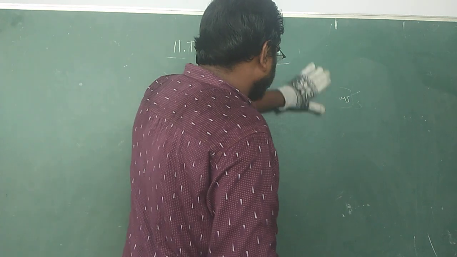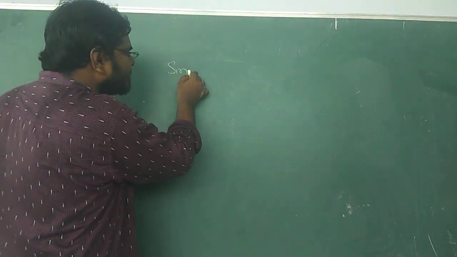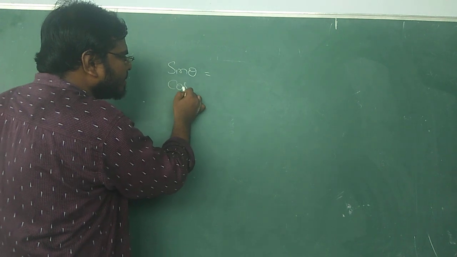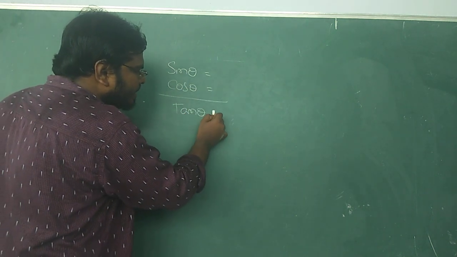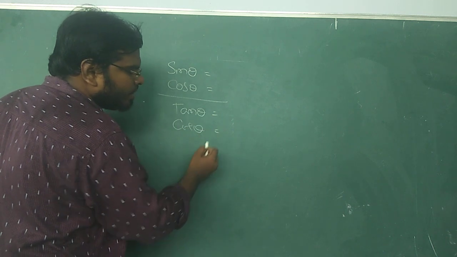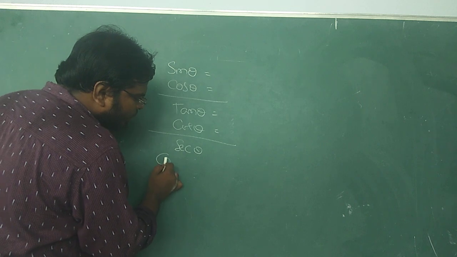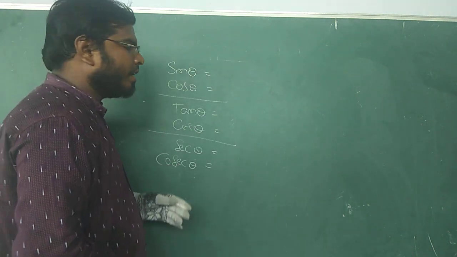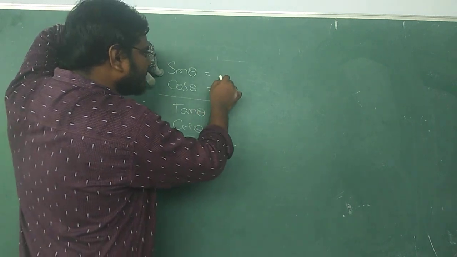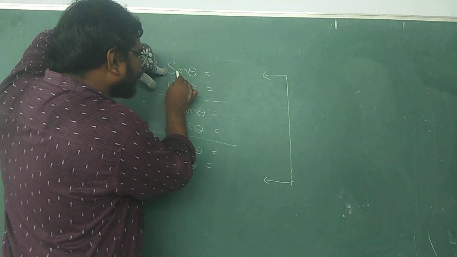Listen. What will we learn last? Sin theta, cos theta: the first group. One group is over. The next, tan theta, cot theta. Next, sec theta and cosec theta. Is it clear? Right? And listen, this line here, that means we can write sin theta.